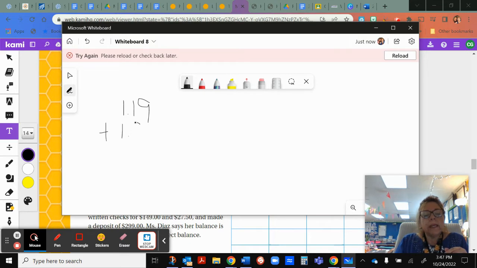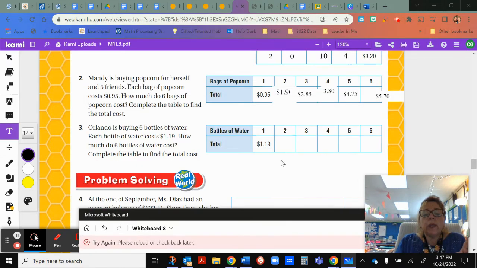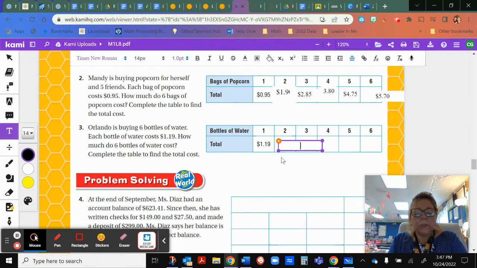See how I'm lining up the decimals? Oops, let me erase that part. So this is $1.19. 9 plus 9 equals 18. Regroup my 1. 1 plus 1 plus 1 equals 3. Bring down my decimal. 1 plus 1 equals 2. So that's $2.38. That's for 2 of them. I'm going to go ahead and place that here. And that's $2.38 is what I said.